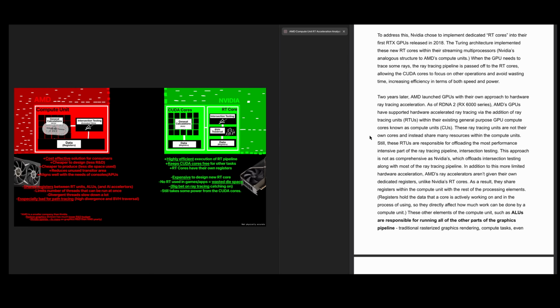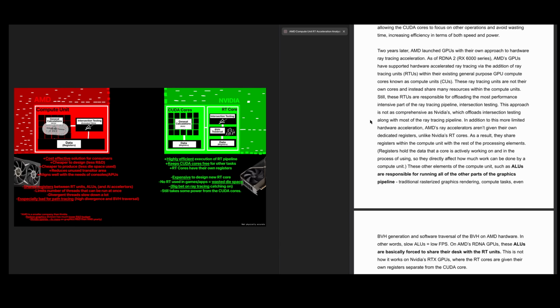Two years later, AMD launched their GPUs with hardware-accelerated ray tracing. These were their RX 6000 series, which used the RDNA 2 architecture. The way AMD went about this was by implementing ray tracing units, or RTUs, into their existing compute units. And so RT units, RT cores, same thing, right? No, that's not the case though. These ray tracing units are not their own cores, and they share many resources with the rest of the compute unit. But still, these RTUs offload the most performance intensive part of ray tracing, which is intersection testing.